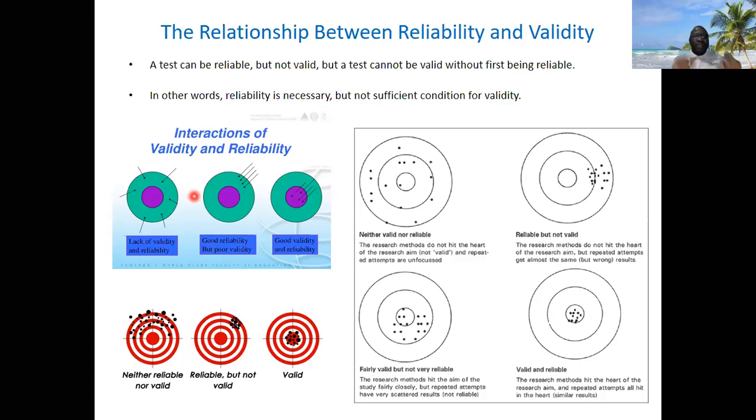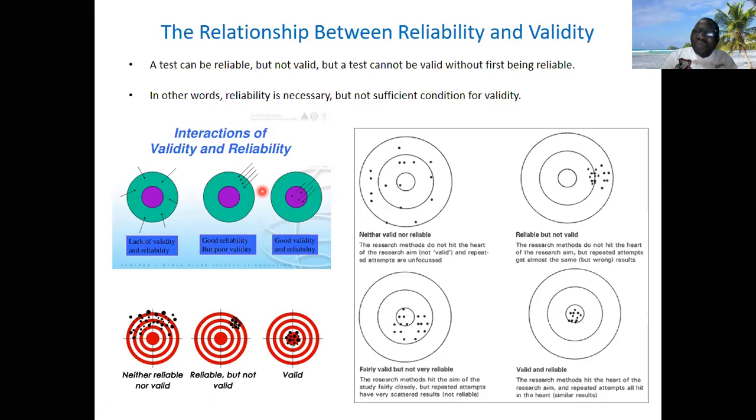But the person throwing is not actually hitting. The person from afar is targeting the purple area, the center, but none of the arrows hits the center. So it's not valid, because if you can hit the center, you can say it's valid. But none of them hit the center, and they don't hit the same place consistently. Now look at the second one, which is able to hit a particular place consistently.